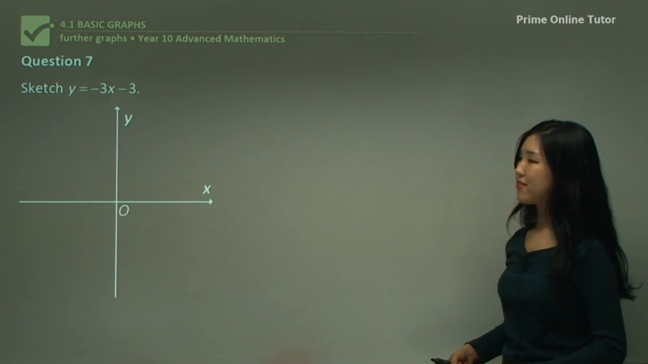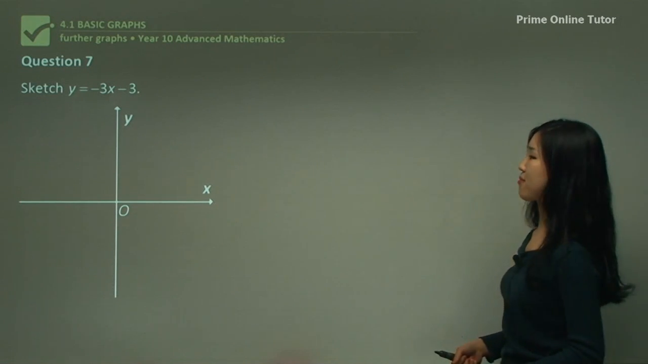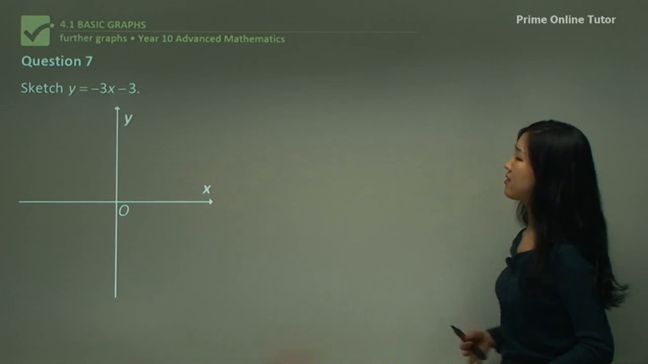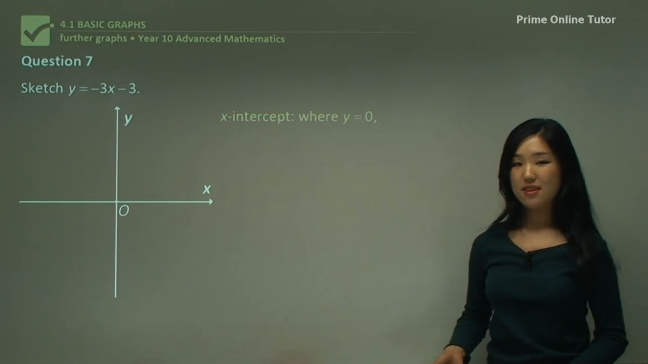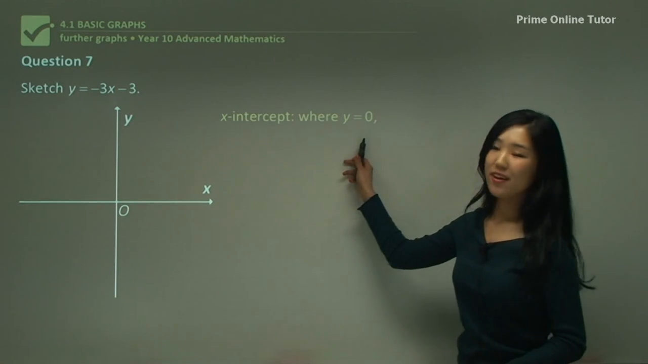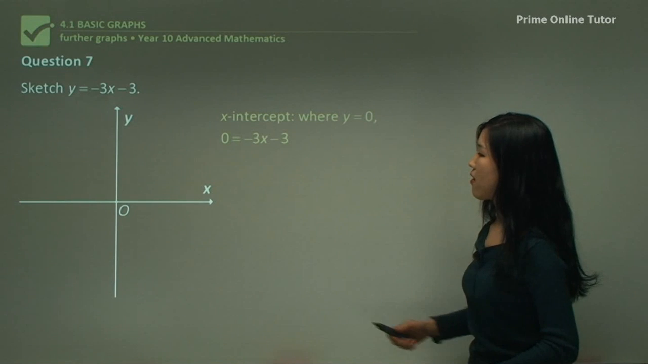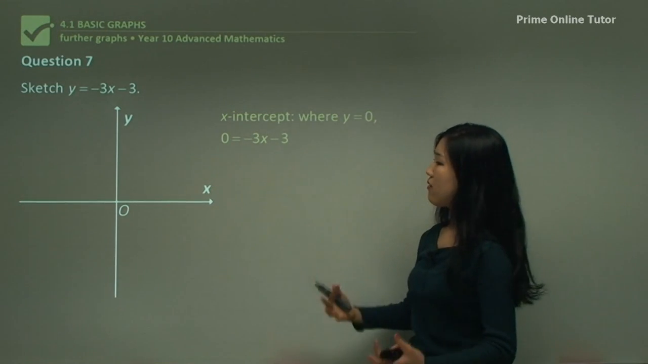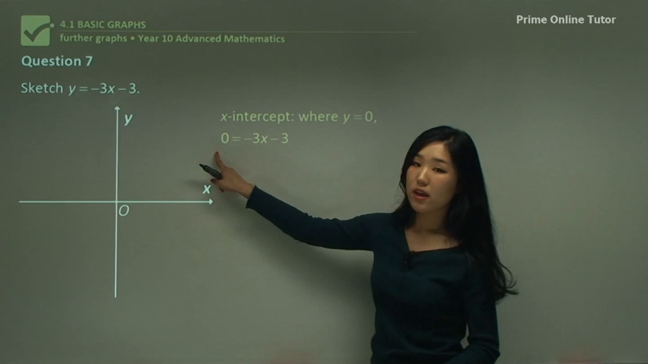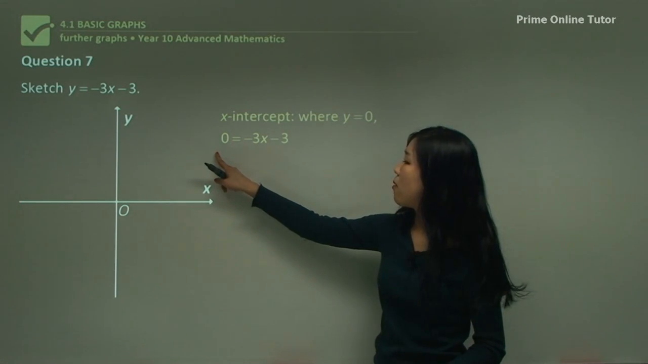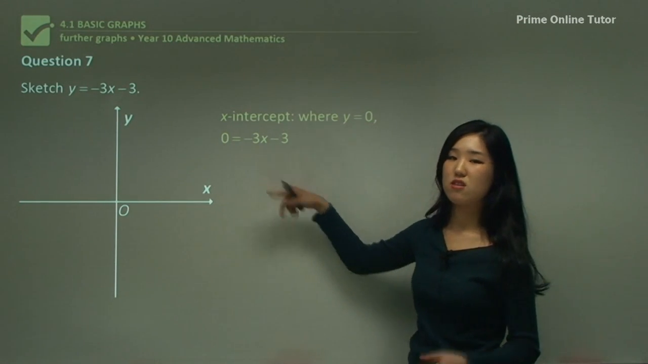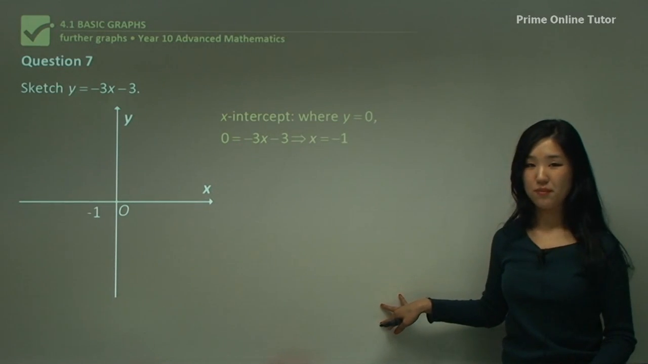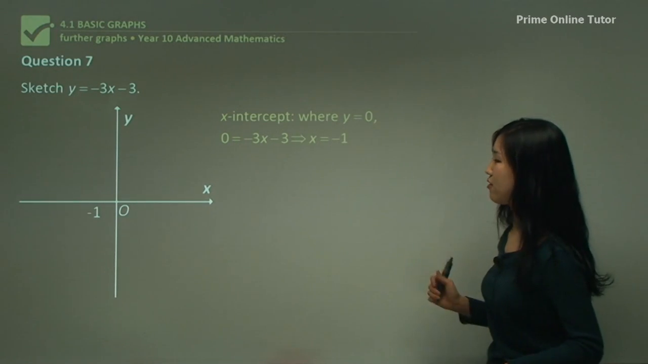Question 7 says y equals to negative 3x minus 3. Okay, I'm going to do another procedure like question 6. Start off by finding the x-intercept, sub in y equals to 0. So if I sub in y equals to 0, I'll get 0 equals to negative 3x minus 3. Just solve it, guys. If you move the negative 3 over here, you'll have positive 3 equals to negative 3x, and then just divide both sides by negative 3, you'd get x equals to negative 1. I'm just going to skip through all the basic algebra.